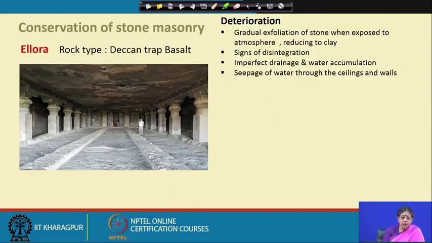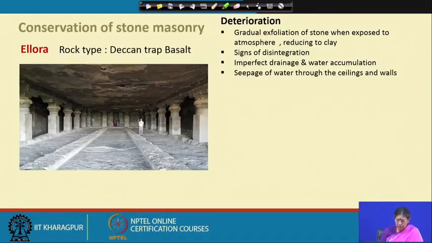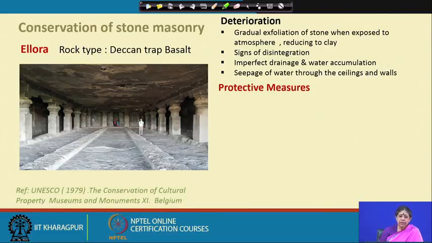You can clearly look at the roof here and you can see that some sort of a problem is there, and imperfect drainage and water accumulation. I always mention that sometimes water itself is not a problem. The accumulation and the stagnant water is a problem. So, proper drainage and stopping the seepage is a very important measure. So, here you can see the seepage of water through the ceiling and walls was another problem. So, let us see what are the protective measures which happen here.